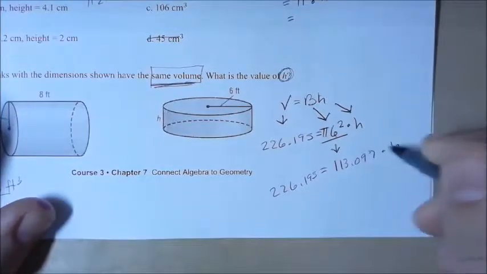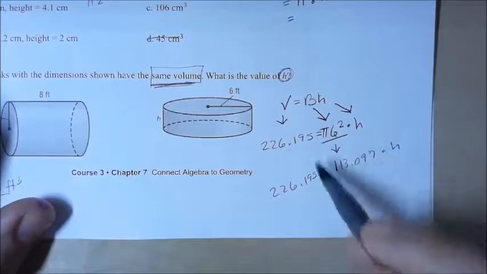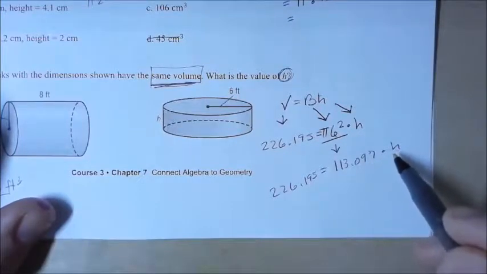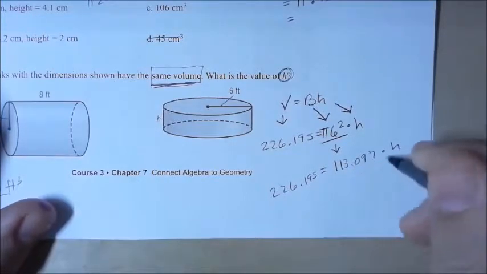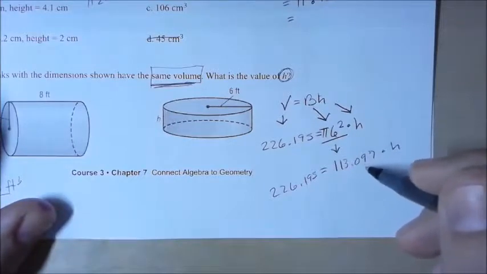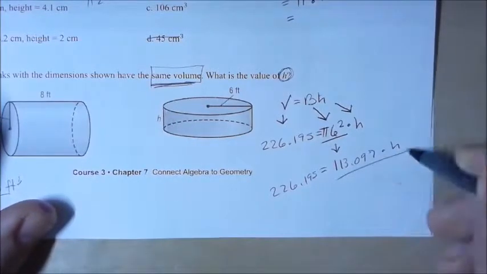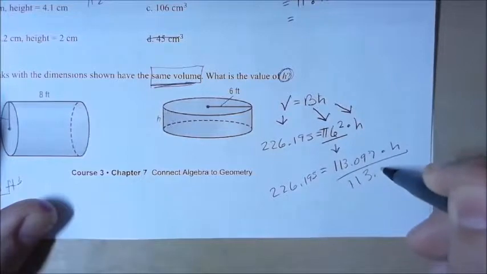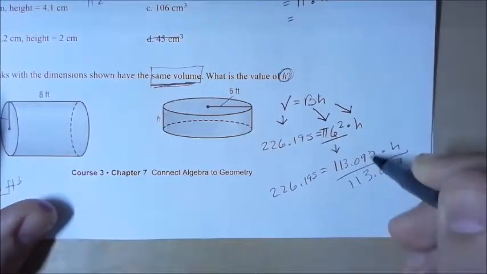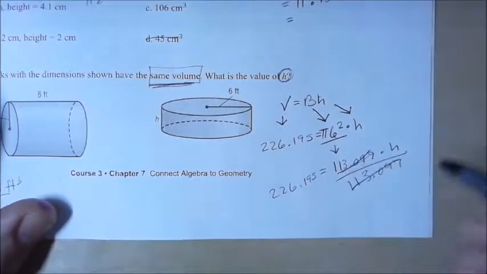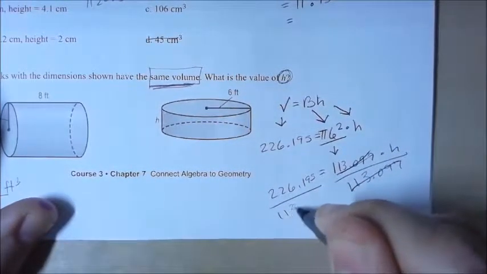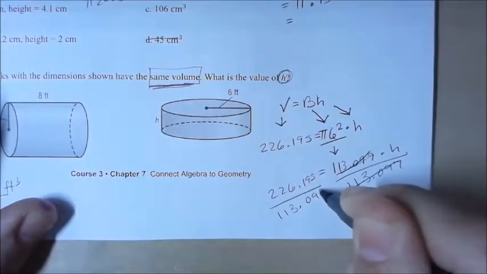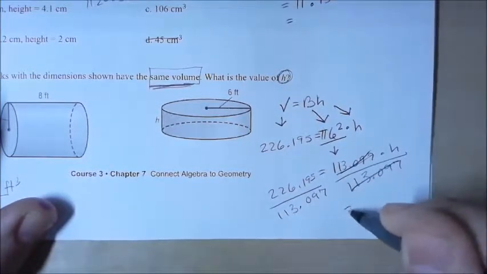We're going to solve for H, and this is no different than when we're solving for X. Remember, when we're solving for X, we want to get X all by itself. So we want to get H all by itself. And this is just 113.097H. So remember, the inverse operation of multiplying 113.097 times H is dividing by it. So we're going to divide by 113.097. That cancels those out. And that means we're going to also divide this by 113.097. And that's going to be equal to H.